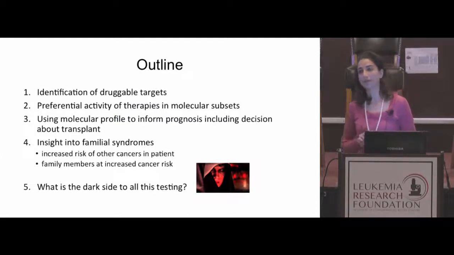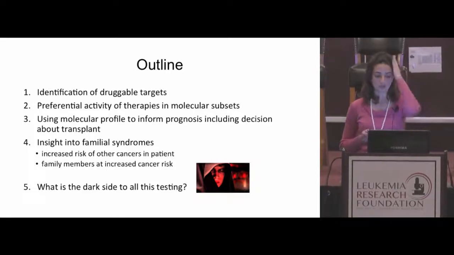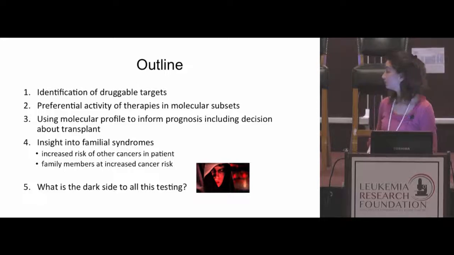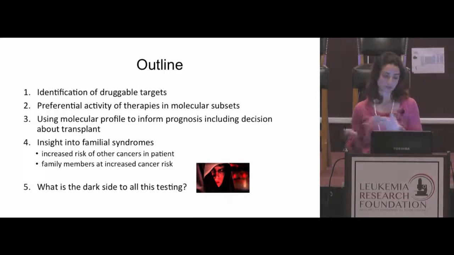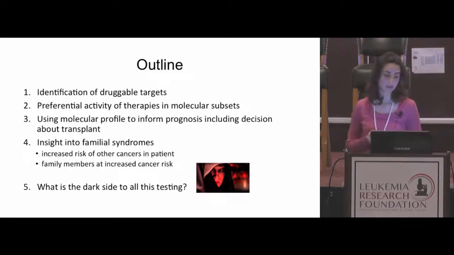So the way I plan to break up this talk is to outline first and foremost, I think, the most relevant issue: that molecular typing allows us to identify druggable targets. And that is, of course, very immediately actionable. But in addition to a mutation that provides a target, there are mutations that we know are not directly targetable, but predict sensitivity to certain therapies. And therefore, we can pick a treatment modality based on the molecular profile.